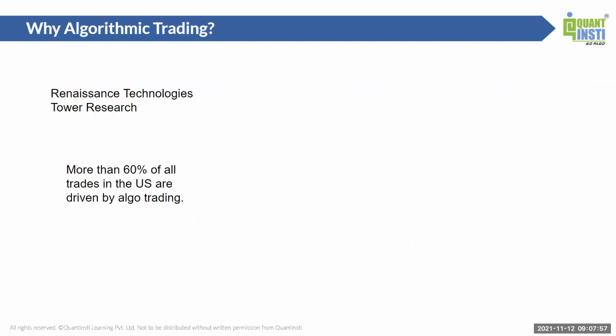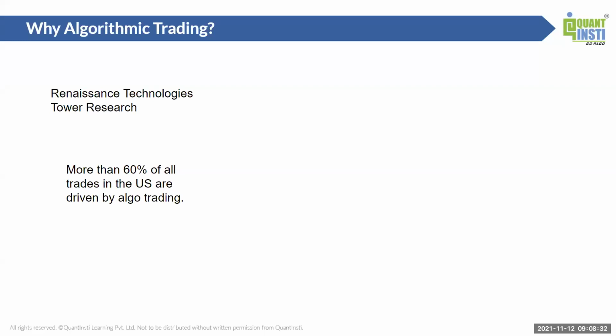One example is Renaissance Tech, which runs the Medallion Fund. All of you have heard about it. It uses quant models and algo trading for that matter. Tower Research is another firm. And just a quick fact, more than 60%, that number is way larger, but I would keep it at a conservative estimate here. I know for a fact that more than 60% are driven by algo trading. So that is why you should do it.